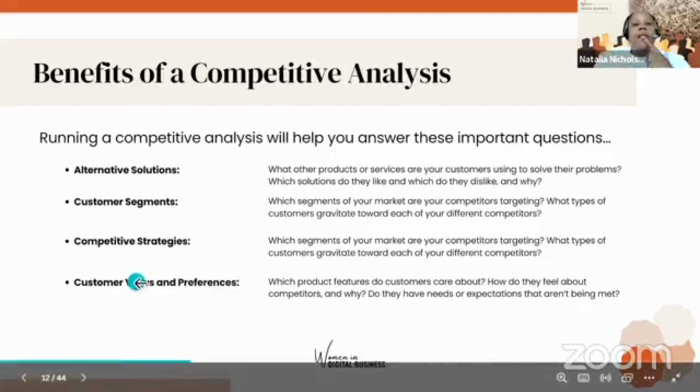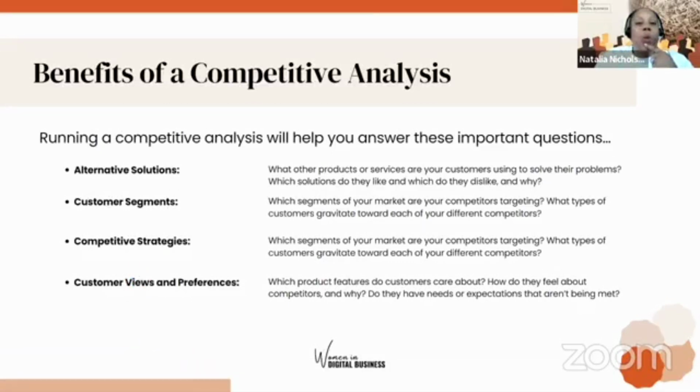Okay. So, what other products or services are your customers using to solve their problems? Which solutions do they like and which do they dislike and why? Customer segments: your target audience should be segmented. So, which segments of your market are your competitors targeting? What types of customers gravitate towards each of the different competitors?